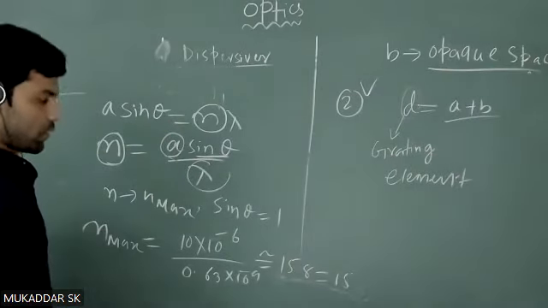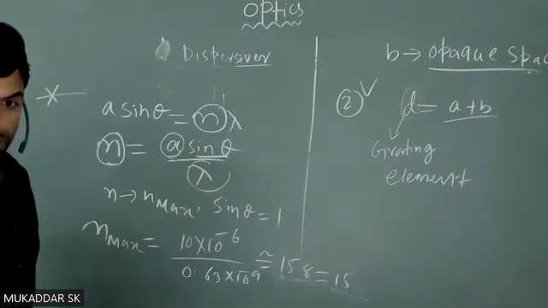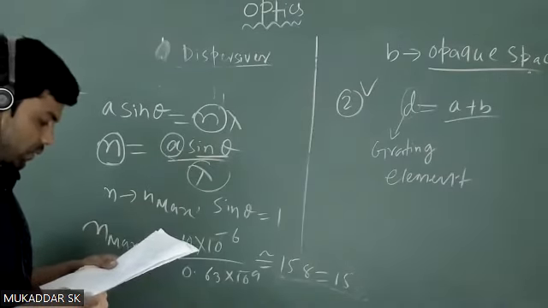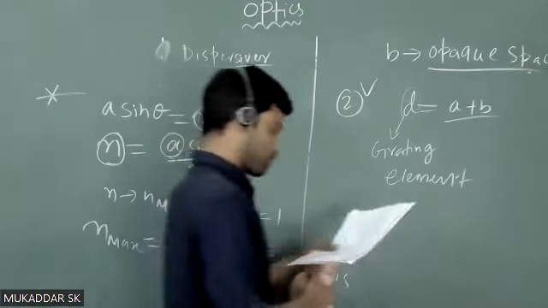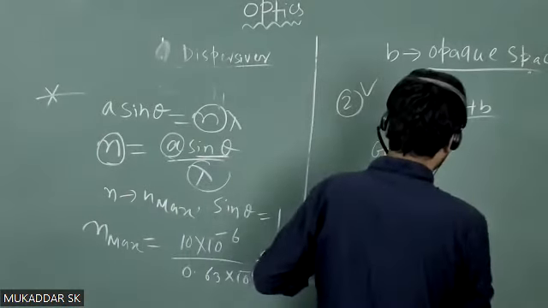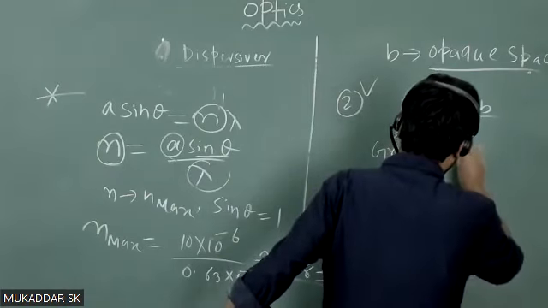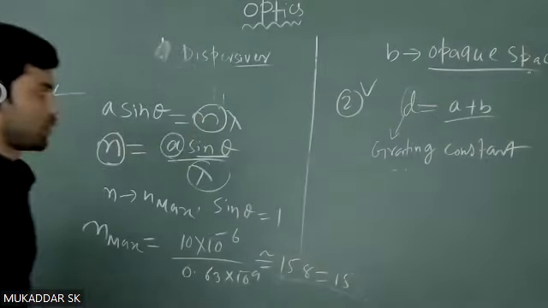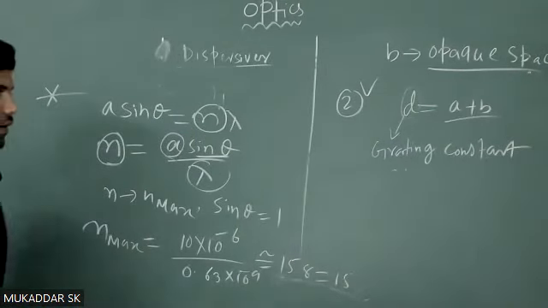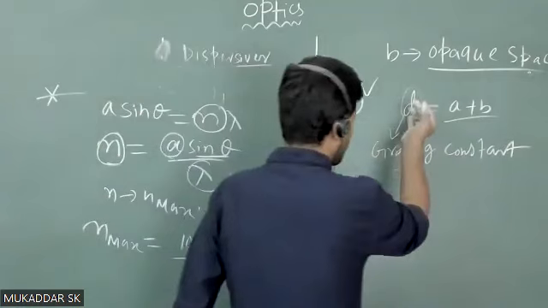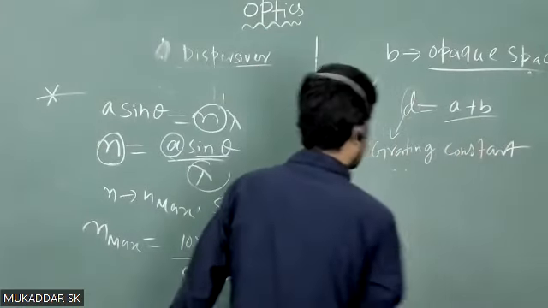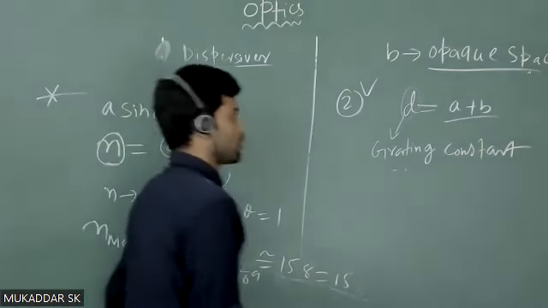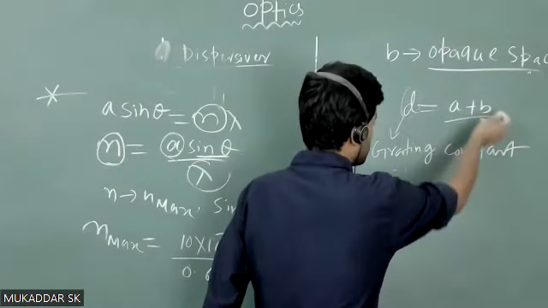Sir, the grating element is 1/d. Sorry, you said grating constant. Good, very good. They have just defined a name: the grating constant, defined like a plus b. And the grating element, you are correct, Anju, is 1/d. So the grating constant given is a plus b.